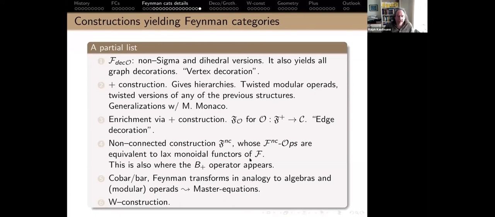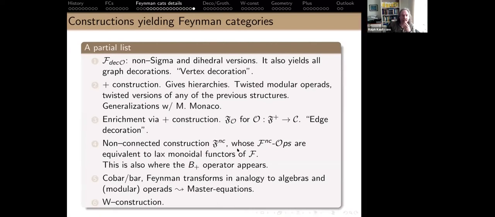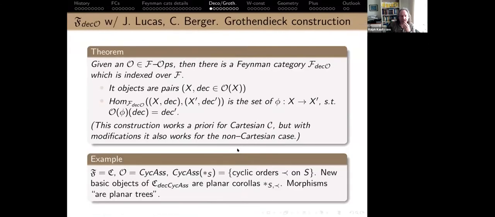I won't have time for the non-connected version, but this is the one I mentioned, so that the FNC ops are equivalent to lax monoidal functors. There is co-bar Feynman, and we get master equations. I might flash those, or if somebody asks, I have an extra slide on that, and I would want to say something about the W construction.